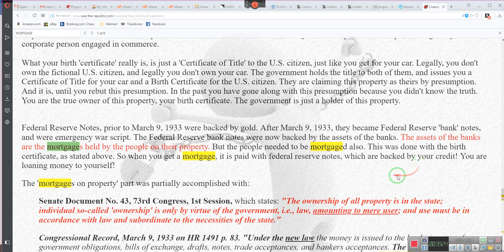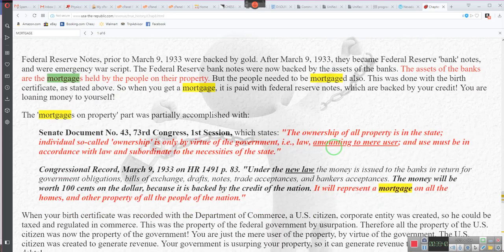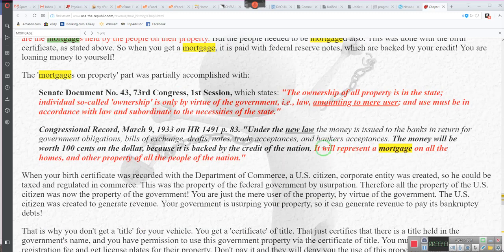Okay. Now, the assets of the bank are the mortgages held by the people on their property. That's correct. But the people needed to be mortgaged also. That's correct. And it literally says that in the act. So let's find out and see that the people are mortgaged.